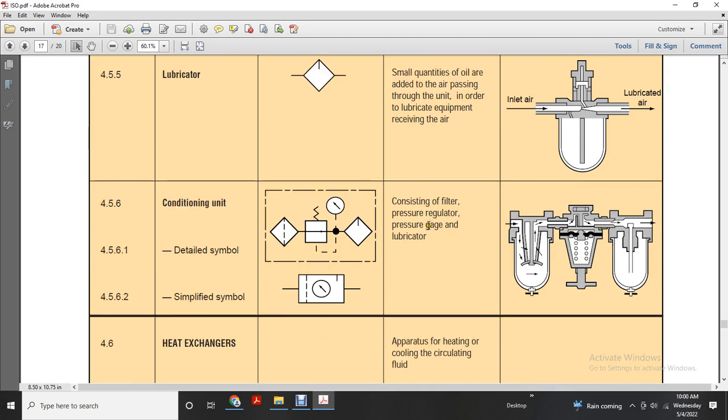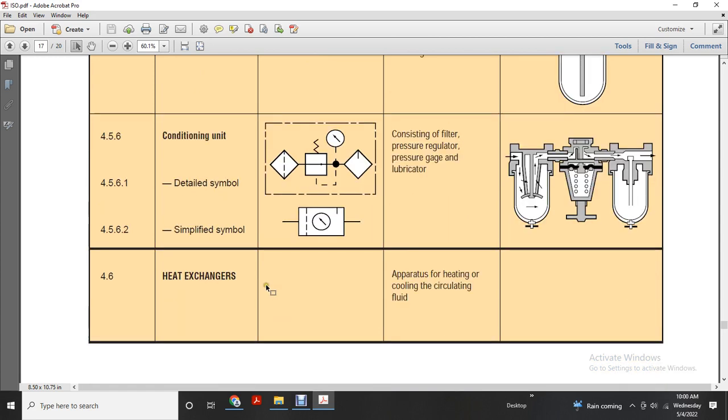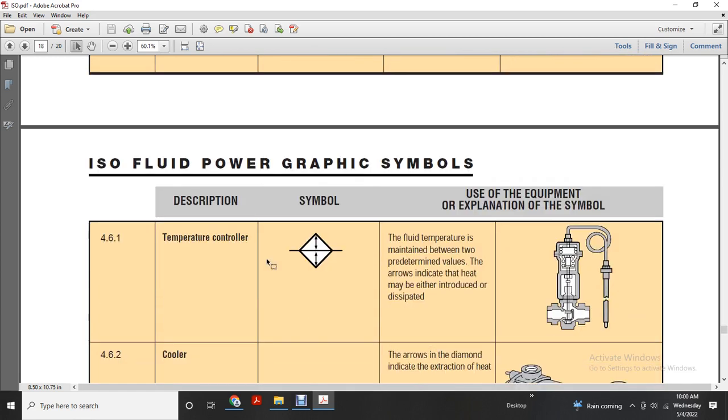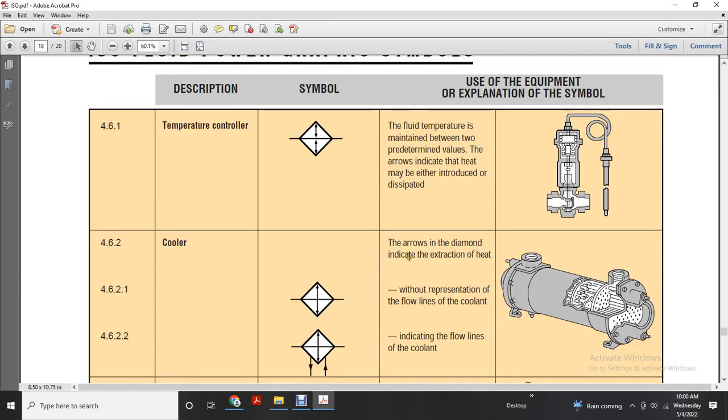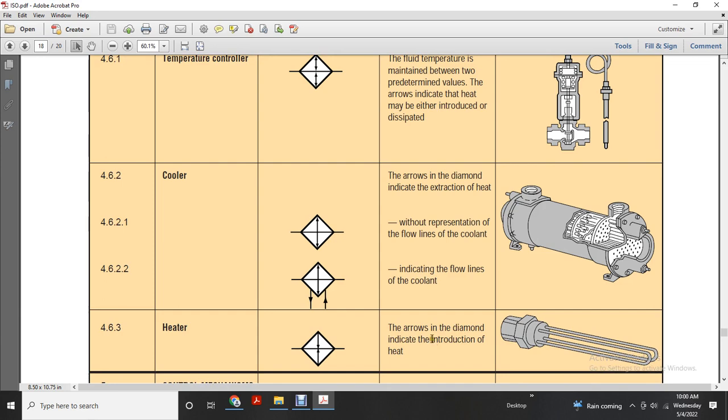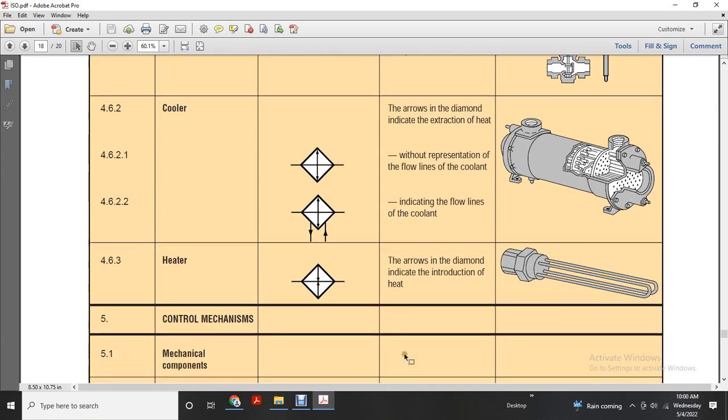Detailed symbol: existing pressure regulator, pressure gauge, lubricator. Simplified symbol. Heat exchanger apparatus, heating and cooling exchanger, temperature control: fluid temperature maintained between two predetermined values. Arrows indicating heat may be introduced or dissipated. Cooler: the arrows of the diamond indicate extraction of heat, without representation of flow lines of coolant, or indicating flow lines of the coolant. The arrows of the diamond indicate introduction of heat.